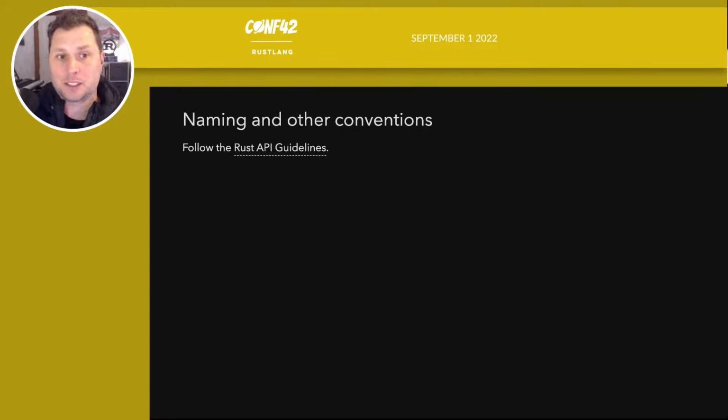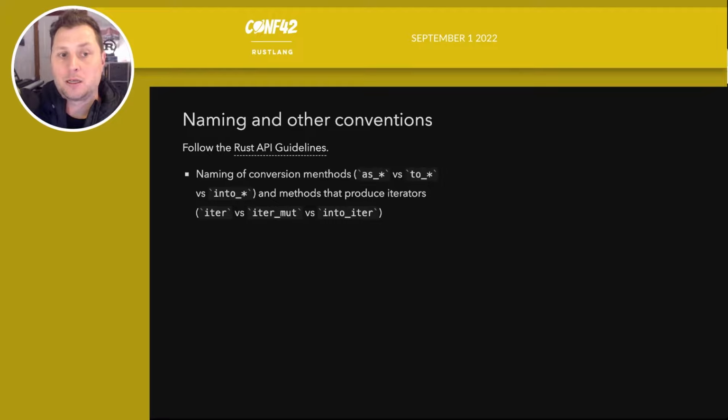There are other conventions. I've touched on the API guidelines right at the start. When you are dealing with conversions of your types, you want to use the right method. By that, I mean either as, to, or into, depending on how you are performing the conversion, as well as sticking with the conventions of the ecosystem relating to generating iterators over some collection.